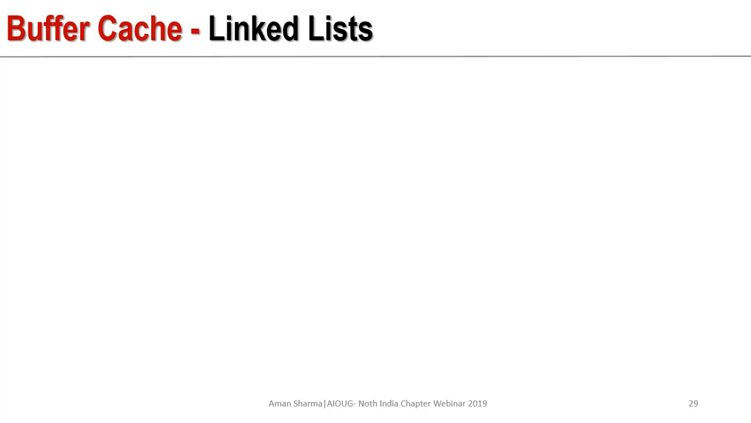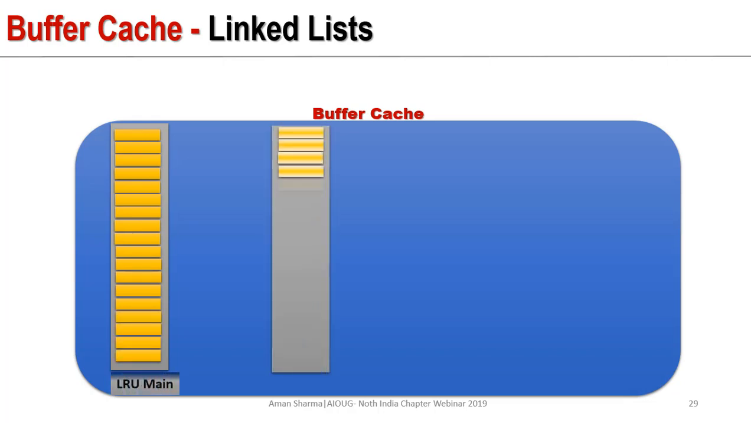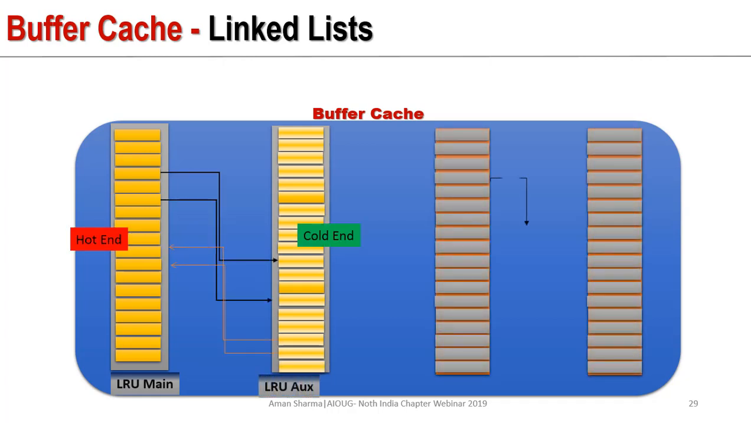In terms of the buffer cache, the actual linked list we have is called the master, or the main linked list. This list has all the buffers available to you as a starting point. The buffers from this list can move to another linked list called the auxiliary list, the aux list, which is your so-called cold list.